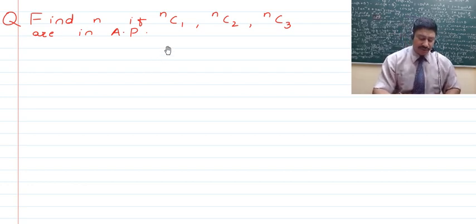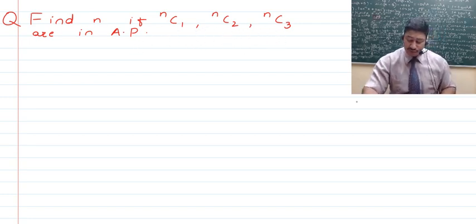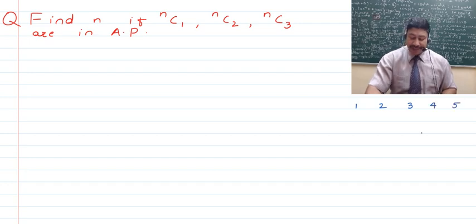So now children, we come over to this sum. We have: find n if nC1, nC2, nC3, these three combination notations, are in AP, right? At this time, first I will give you 10 seconds for trial. After these 10 seconds, I'll take out some time and discuss the sum with you.